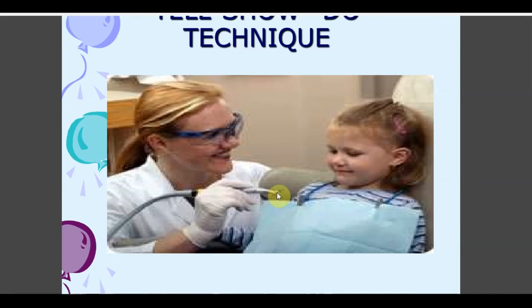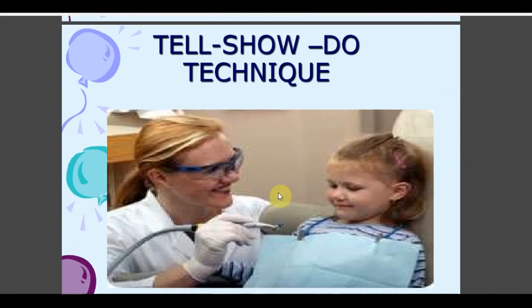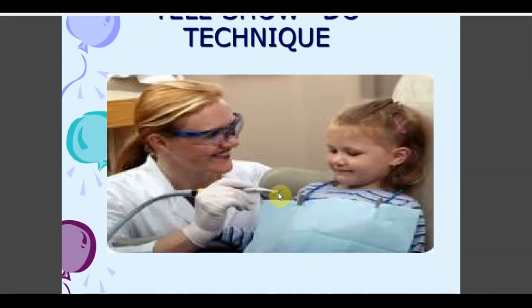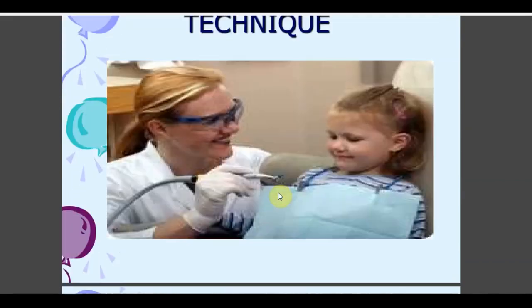It is a film which captures images of your tooth, and we can ask them to rotate the head of the x-ray machine. Let the patient get familiarized so that he gets happy, and we can do the treatment in a very sympathetic and happy way. So familiarizing with the technique by telling, showing, and doing is a very effective way of management of the child. In a similar way, modeling can also be done.